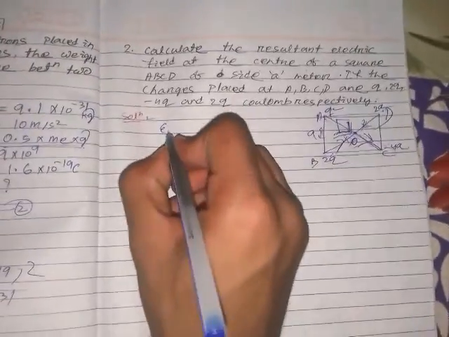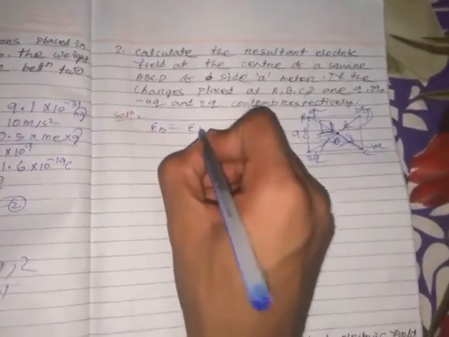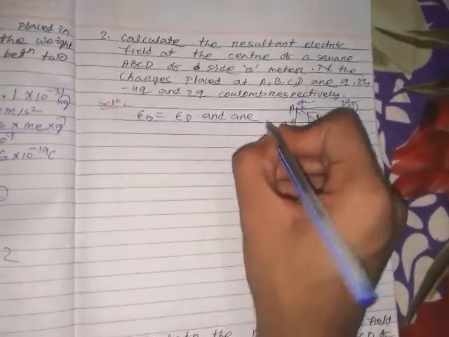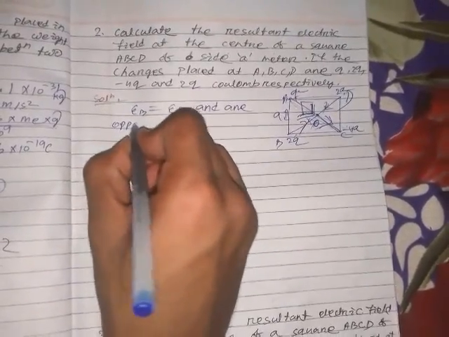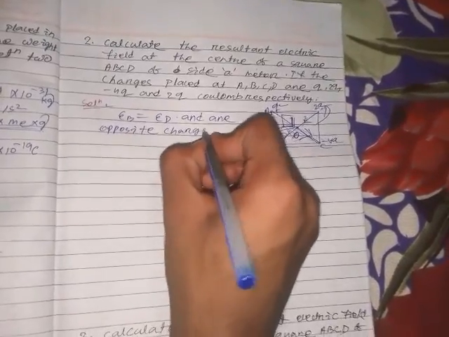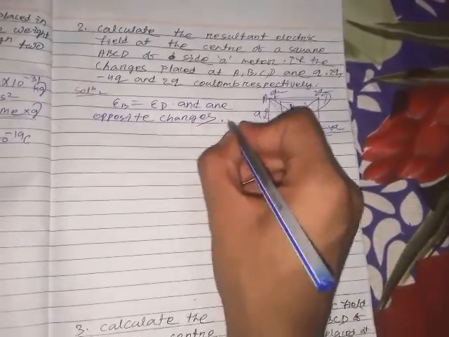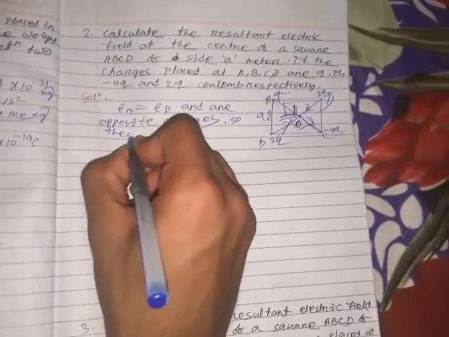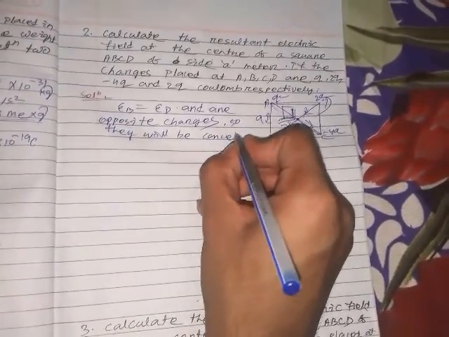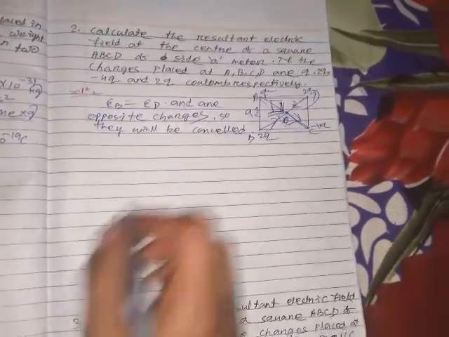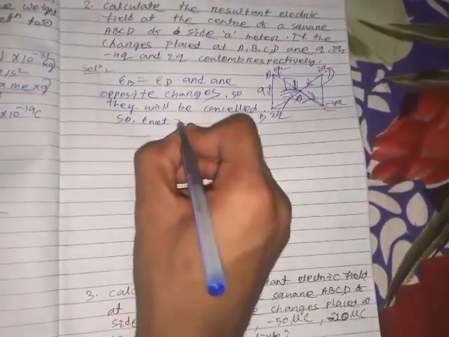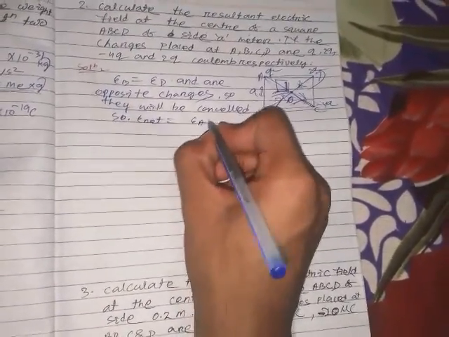We know EB is equal to ED and they are opposite charges. So they will be cancelled. So E net is equal to EA plus EC.